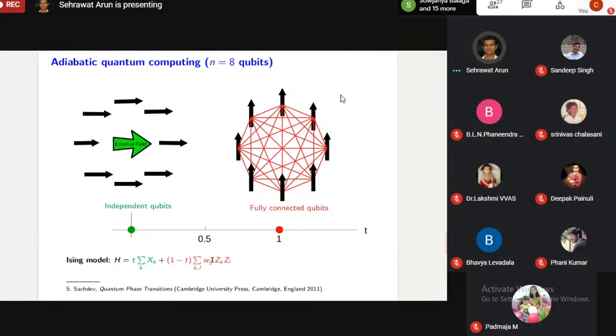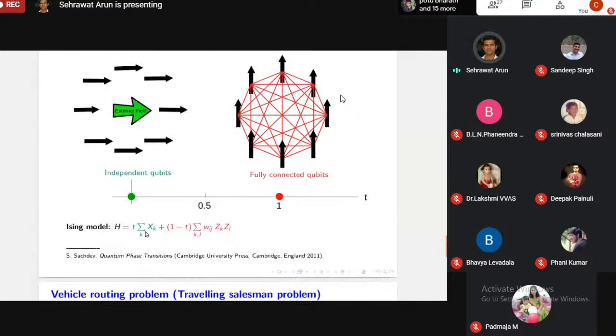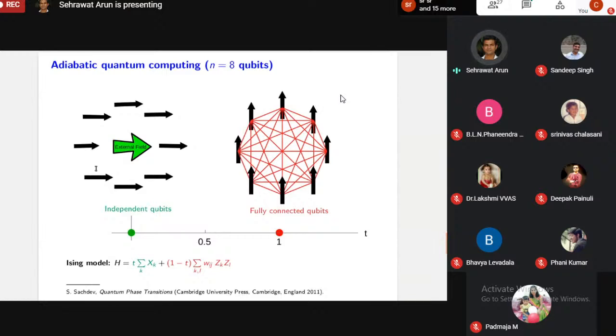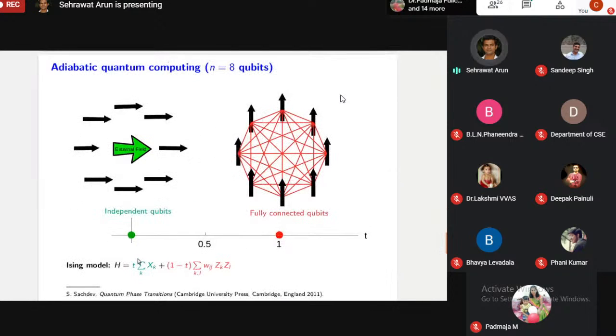This Hamiltonian, like before, has two parts: an X part and a Z part. The X part is a sum over n qubits or n spins. In this case, I take all 8 spins. Sorry, I wrote it somewhat wrongly, but the 1-t factor should be here, and the t factor should be here. Basically, at the beginning it is x. I wrote it in reverse here, but I think you can understand why. So there is a little mistake here.